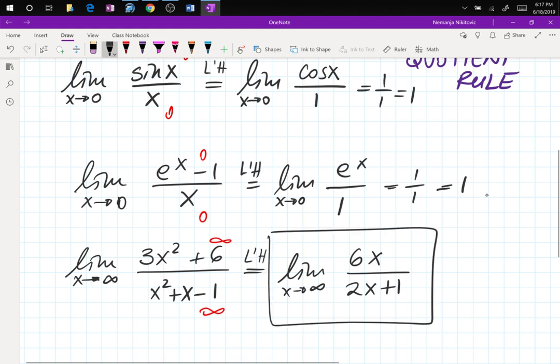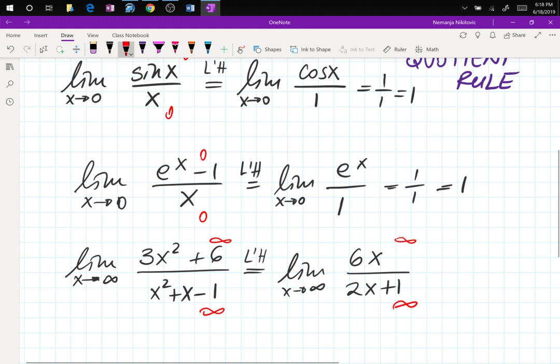Now you look at this as a completely new problem. Plug in infinity, what do you get? You get infinity over infinity again. Well, that means L'Hopital again, right? So L apostrophe H, limit x goes to infinity. And now I have 6 divided by 2. Well, that's 3. We're done, right? So it's cool.